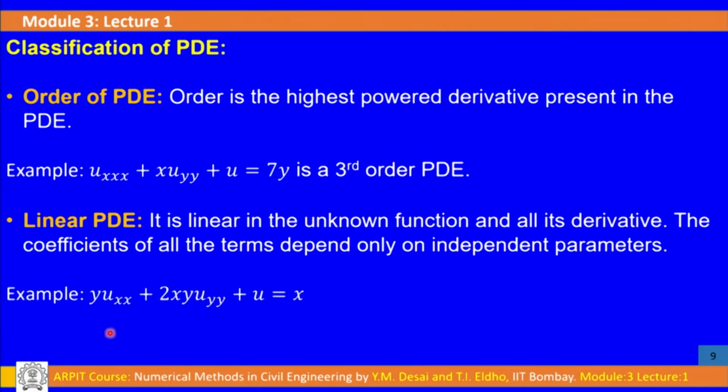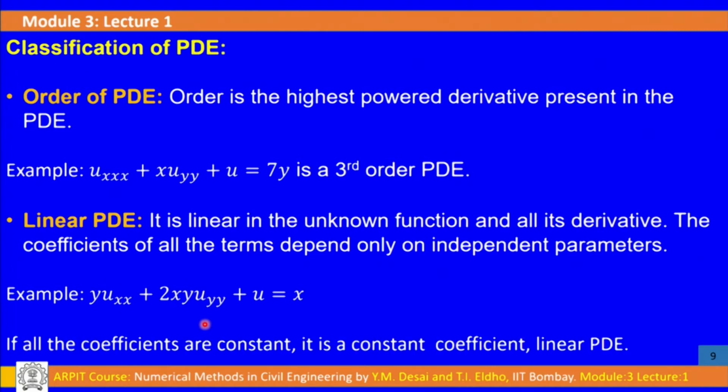If you see the example here, y ∂²u/∂x² plus 2xy ∂²u/∂y² plus u equal to x, this is a second order PDE, because the highest order derivative in the equation is 2, and the coefficients of all the derivatives and functions are made up of only independent parameters. So, this is a linear PDE.